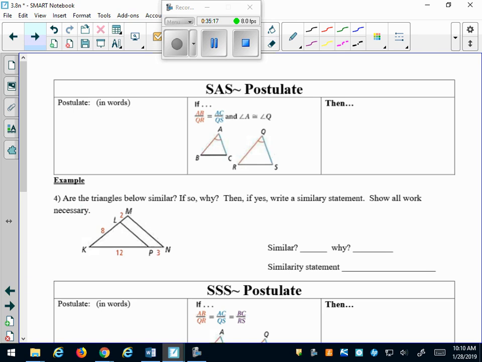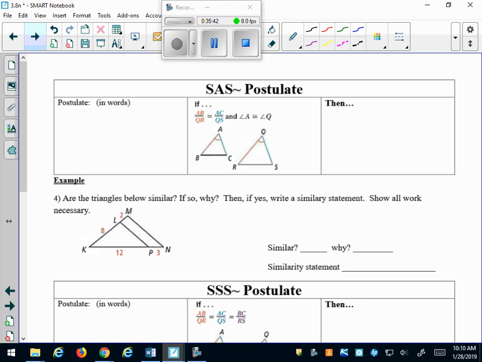Okay, the next shortcut is called SAS similarity. Be careful to put the squiggle there because we did have an SAS congruence postulate. This is SAS similarity. There's a difference. Okay, so this says AB is to QR as AC is to QS.